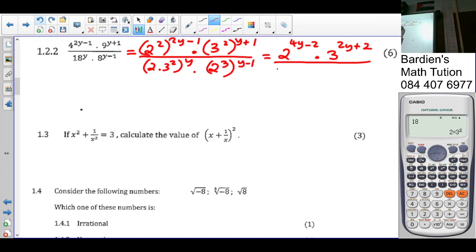Over 2 to the y times 3 to the 2y times 2 to the 3y minus 3. You all agree with that? Now, when you're multiplying and the bases are the same, add the exponents. So it will be 2 to the 4y minus 2. Remember, only the ones that have the same base can be brought together, and only when you're multiplying and dividing. If there's a plus or minus sign between them, you cannot do what we are doing now. Okay?